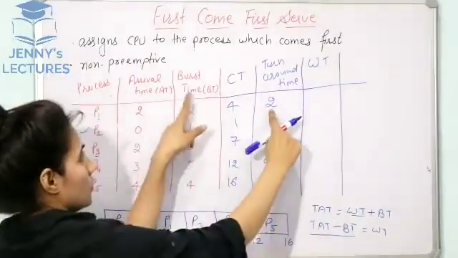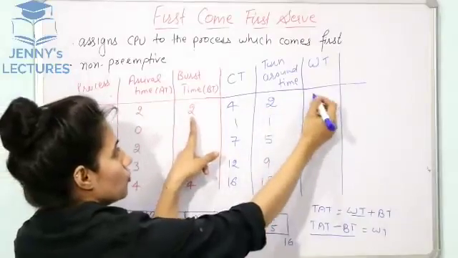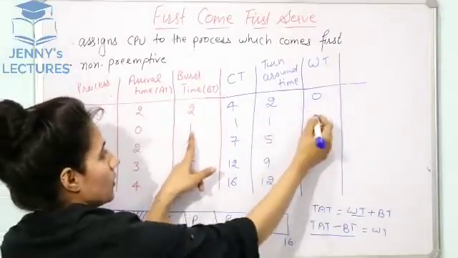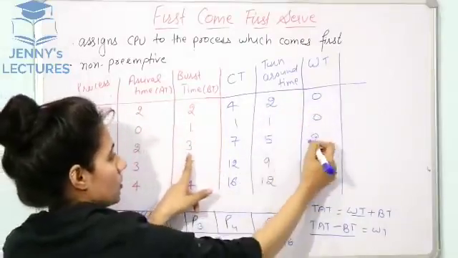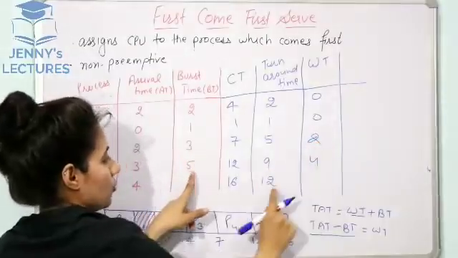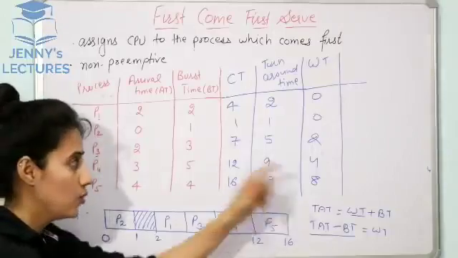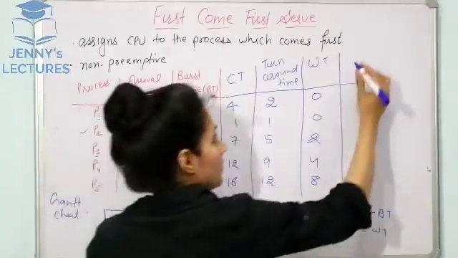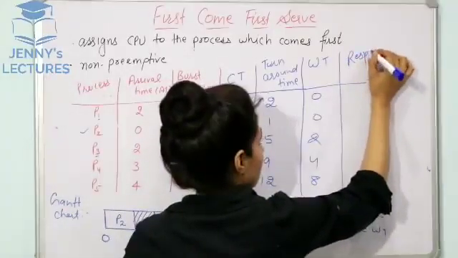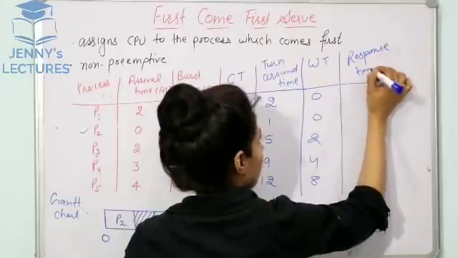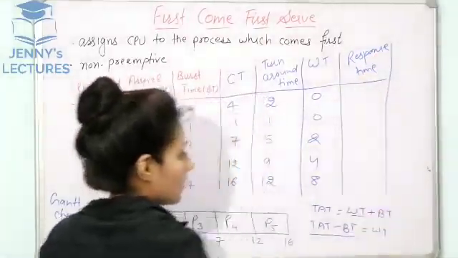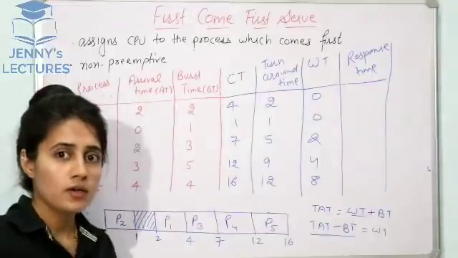Turnaround time is 2. See, burst time is 2. 2 minus 2, 0. 1 minus 1, 0. 5 minus 3, 2. 9 minus 5, 4. 12 minus 4, that is 8. So this is the waiting time. Now sometimes they can ask response time. Now how is response time to be calculated?